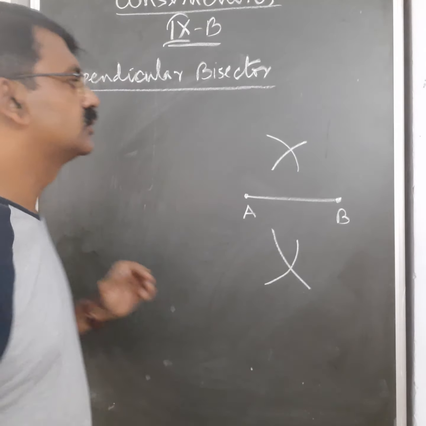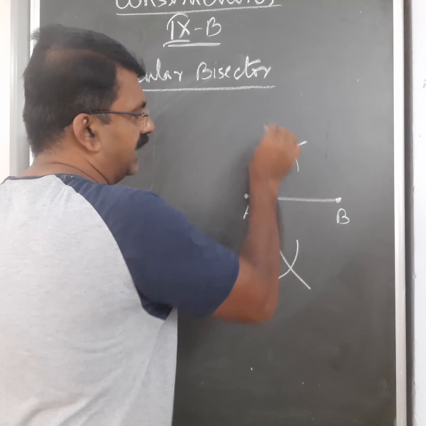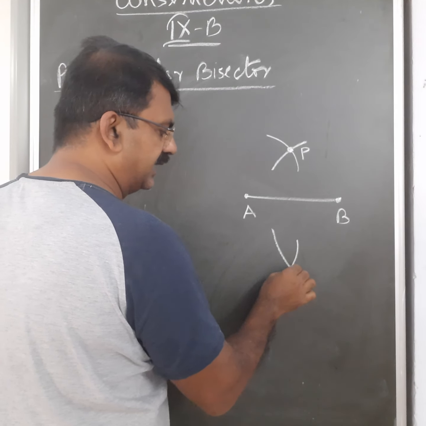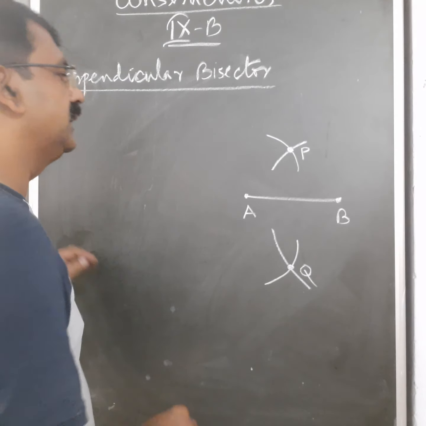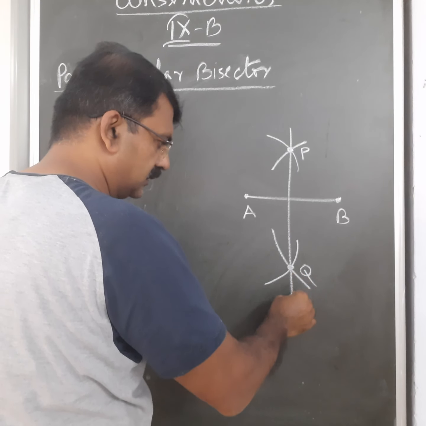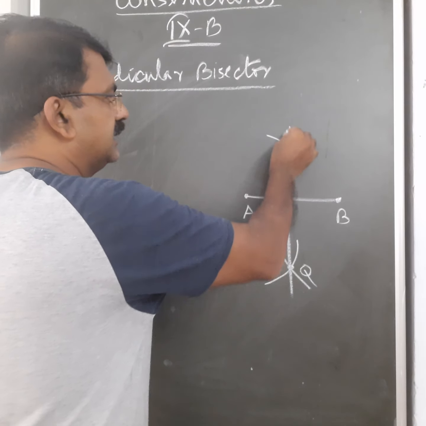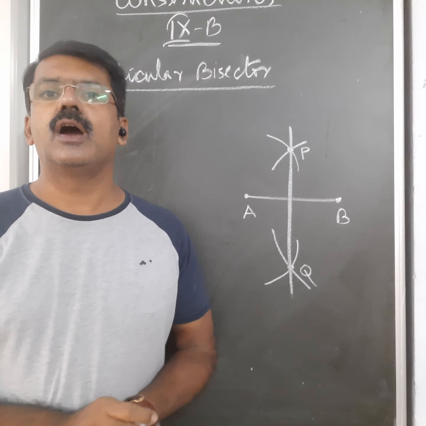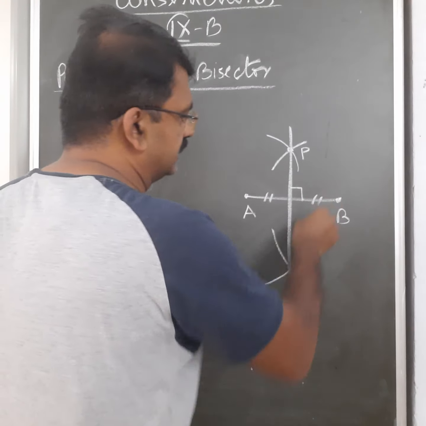four arcs. So the first two arcs, they intersect at this point. Let this point be P, and the next two arcs, they intersect at this point. Let this point be Q. Now you join PQ. When you join PQ, this is the perpendicular, PQ is the perpendicular bisector of line AB. This angle will be 90 degrees and these two sides are equal.